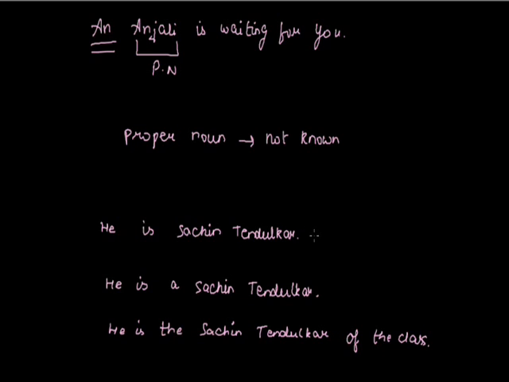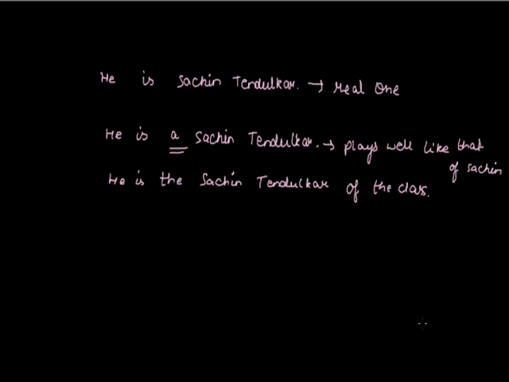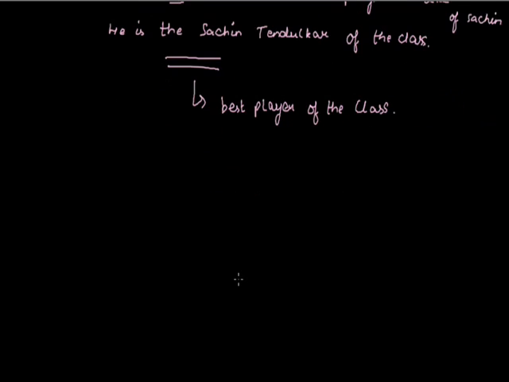In the first sentence, he is Sachin Tendulkar means he is the real one, the real Sachin Tendulkar. In the second sentence, he is a Sachin Tendulkar. Here we are using a before a proper noun. It means he plays well like Sachin Tendulkar. And in our third sentence, he is the Sachin Tendulkar of the class. This refers that he is the best player of the class. Here we are using the superlative degree. This is how we convert a proper noun into a common noun.